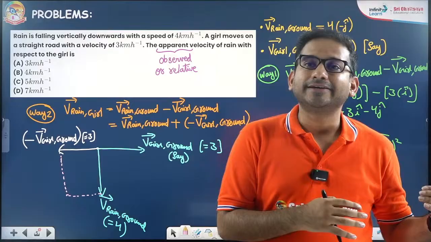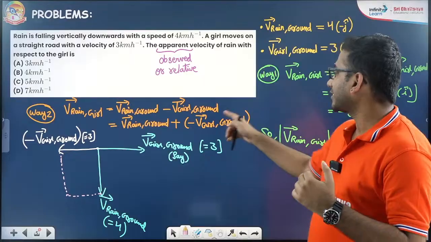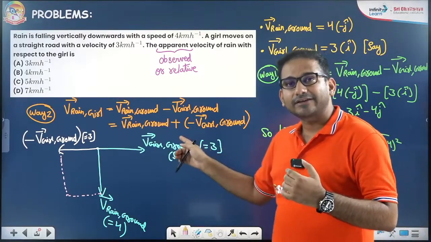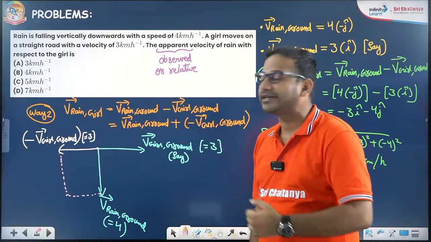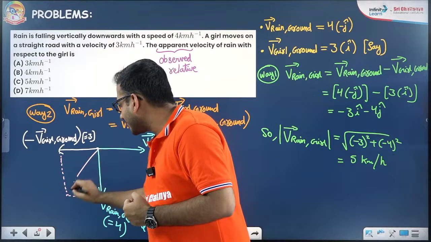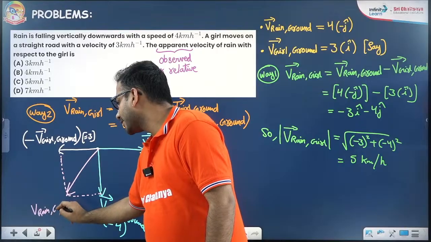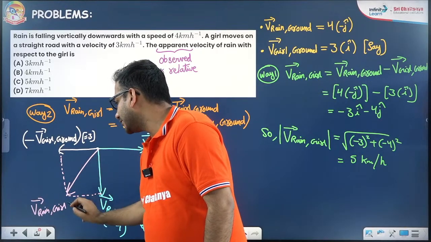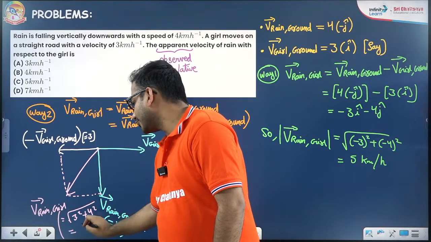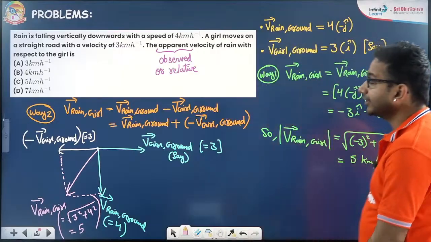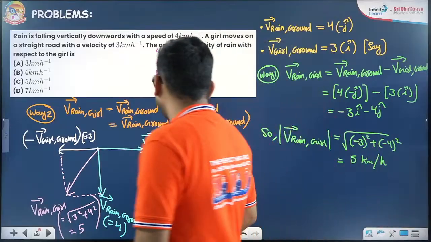When you are going to add, directly use the parallelogram law. When you are going to subtract, first of all convert the subtraction into negative addition, which means one vector should be taken as it is, and another vector's negative should be taken, in the opposite direction. Then you apply the parallelogram law, and here you will get the velocity of rain with respect to girl, given by under root of 3 square plus 4 square, which is equal to 5. 3, 4 and 5 are a Pythagorean triplet. I hope that's clear to you. Is that okay?